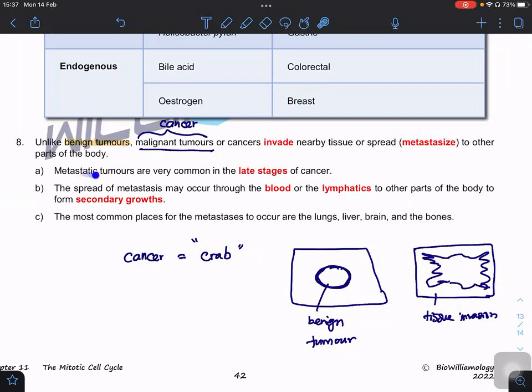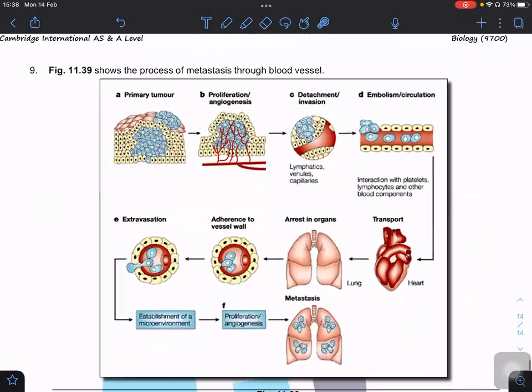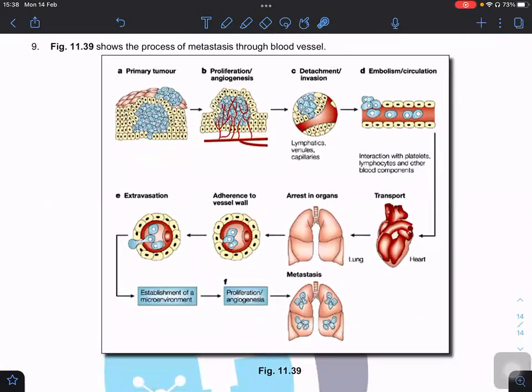Metastatic tumors are very common in the late stage of cancer. Metastasis means that it spreads. For example, it can spread through the blood circulation system or lymphatic system to other parts of the body to form secondary growth. The common places of metastasis are the lung, liver, brain, and also the bone. If you look at this diagram, we have the primary tumor. Can you see the tissue invasion?